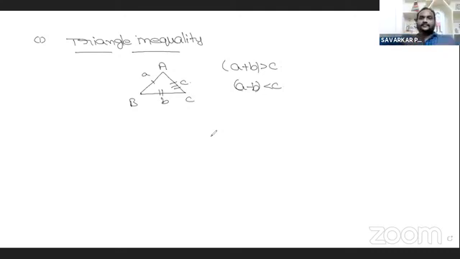If you are pulling it upwards, then obviously A plus C is greater than B. The smallest distance between any two points is a straight line. So A plus B is always greater than C. The sum of any two sides is greater than the third side. The difference of any two sides is less than the third side. This is called triangle inequality. Then, what is Pythagoras theorem?